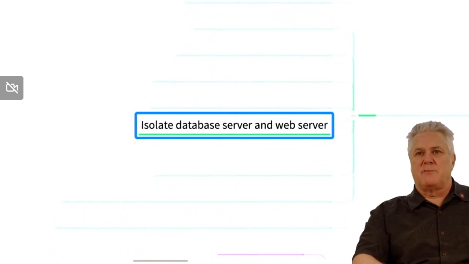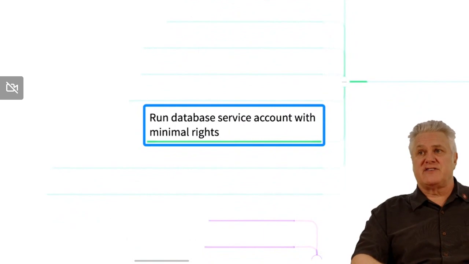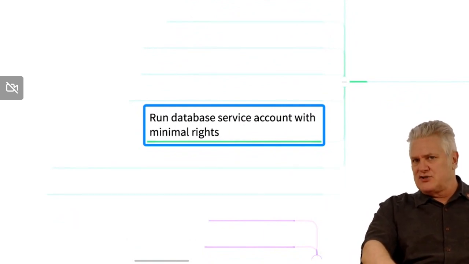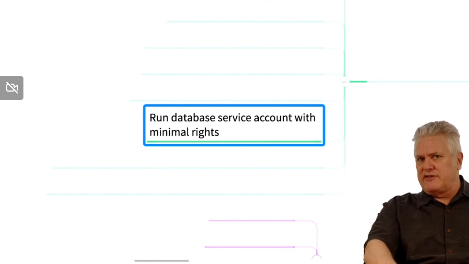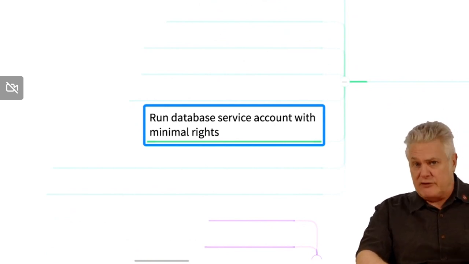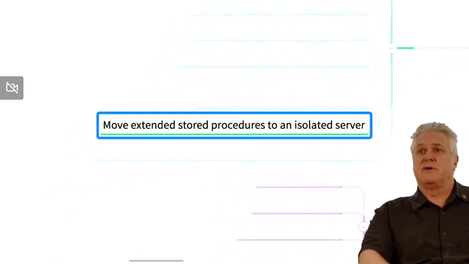Isolate the database server and the web server. If you could have, you would have done it already. Run the database service account with minimal rights. So what you're saying is your service account is allowed to do everything, but we're going to go ahead and trim that down to just these particular activities. If you could have done that, you would have done that, and it would have been built into the operating system. Move extended stored procedures to an isolated server.